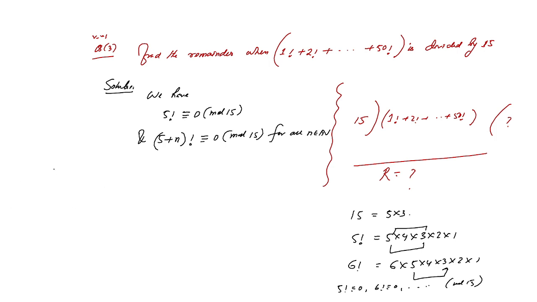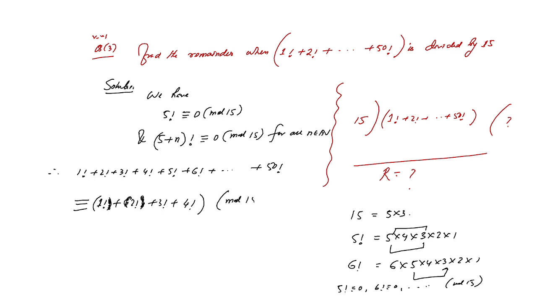Okay. So therefore, we can write 1 factorial, 2 factorial, 3 factorial, 4 factorial, 5 factorial, 6 factorial, up to 50 factorial. That is congruent to 1 factorial plus 2 factorial plus 3 factorial plus 4 factorial, and the balance part will be 0. So that is mod 15.